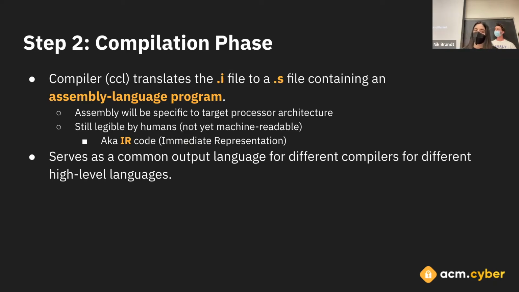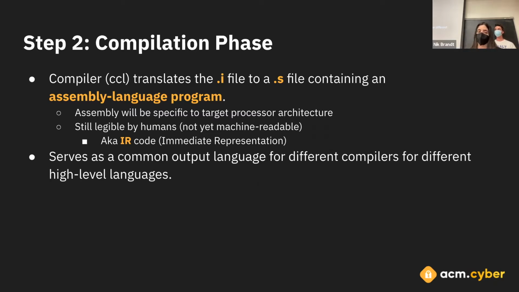What our compiler does is translate the .i file into a .s file containing the assembly language program, which is what we're going to be looking at a lot in CS33 and throughout the rest of this workshop. We're going to go into more detail about the structure and meaning of each line of the assembly later, but the assembly will be specific to the target processor architecture, like CISC versus RISC. It is still legible by humans, so it is not yet machine readable. This is sometimes known as the intermediate representation code.